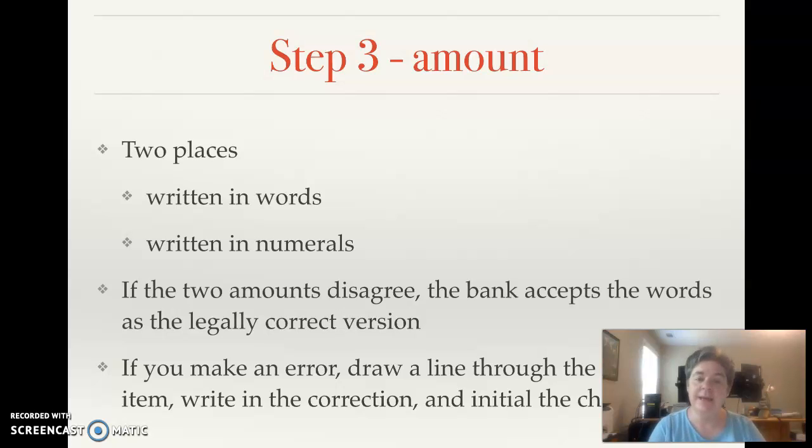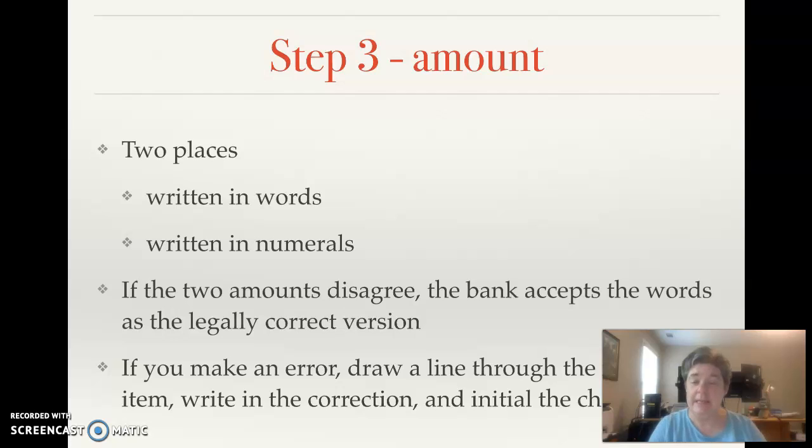Step 3 is the amount. You have to put this in two different places. It has to be written in words and written in numbers. The numbers are on the upper right hand side. The words are written on the line underneath the payee. If these two amounts don't agree, the bank is legally obligated to accept the words as the correct version. So make sure your words are correct.